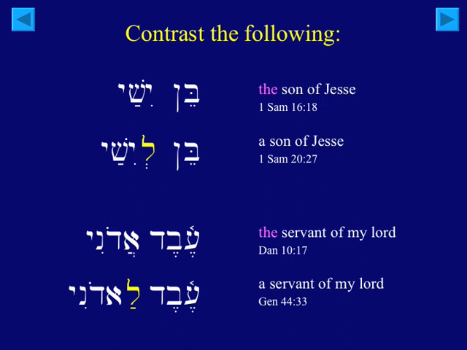Eved Adoni. Adoni here is not the personal name Yahweh, but simply the word Lord with a suffix on it, my Lord. But because it's Adoni, my Lord, that makes Adon definite. It's not just any Lord, it's my Lord. So Eved Adoni, the servant of my Lord. The absolute noun is definite, and so the whole chain is definite. But Eved Ladoni, not a construct chain. The lamed is in there, so there is no chain. A servant of my Lord.